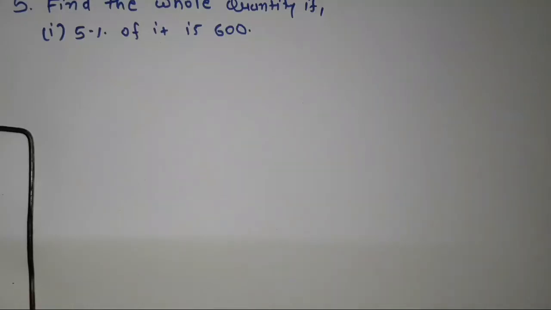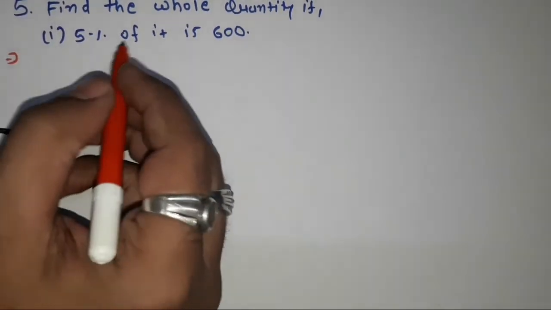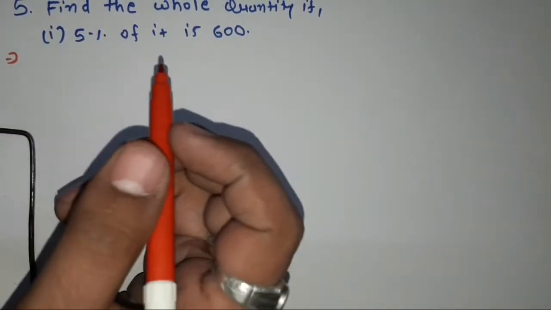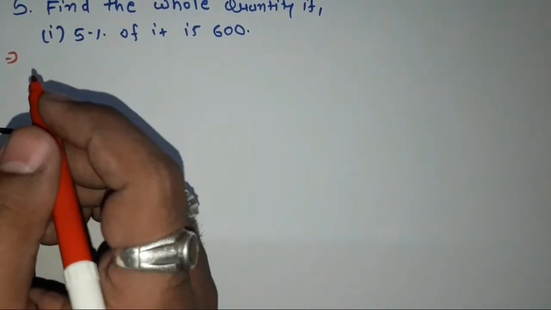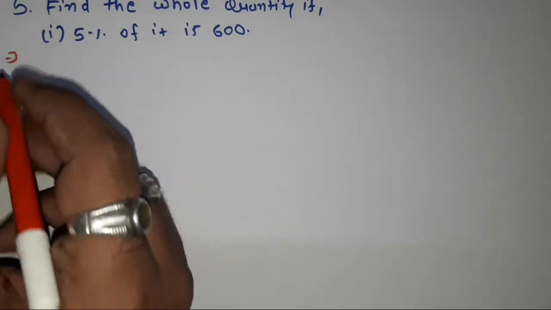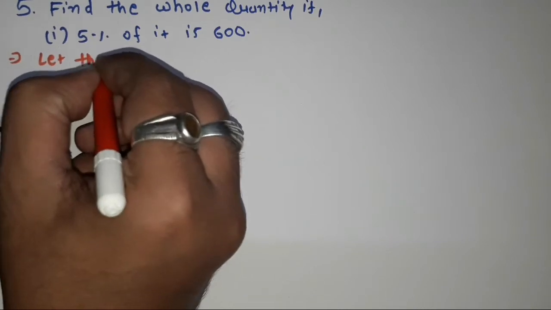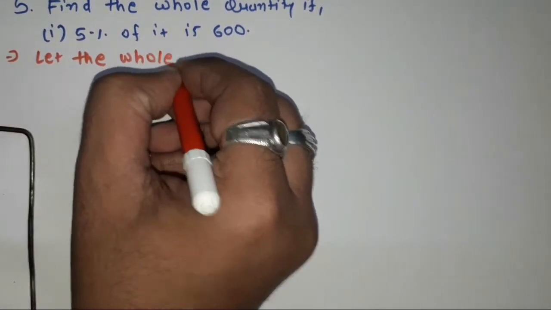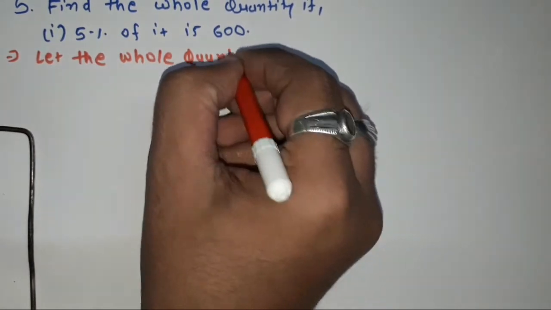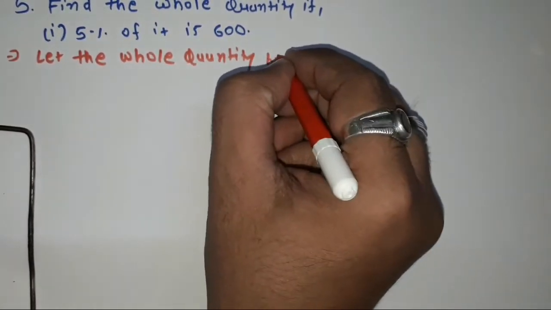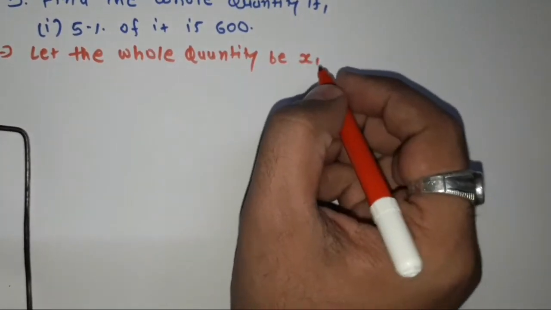So here the first one is 5% of it is 600. 5% of it is 600, but whose? As we discussed in the earlier chapter, whenever we don't know whose 5% is 600, the first step we can do is assume. So the first step here, we will write: let the whole quantity be x.